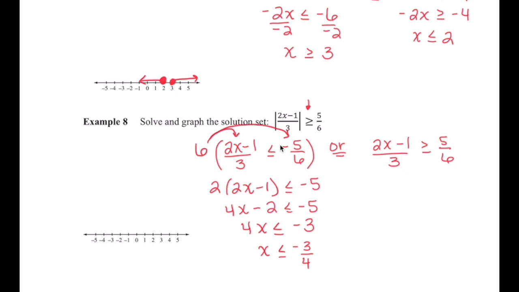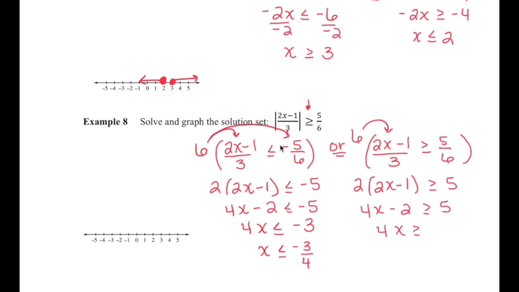I'm going to follow the same procedure on the right-hand side by multiplying by my least common denominator to eliminate fractions. I'll still have 2 times 2x minus 1 greater than or equal to positive 5 this time. Distributing, we'll still have 4x minus 2 is greater than or equal to 5. Adding 2, we have 4x is greater than or equal to 7. And x is greater than or equal to 7/4. 7/4 is the same as 1 3/4.